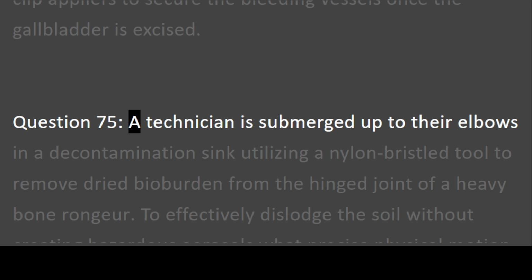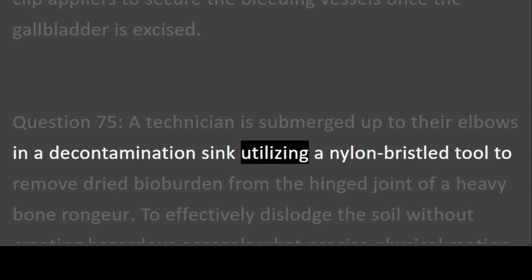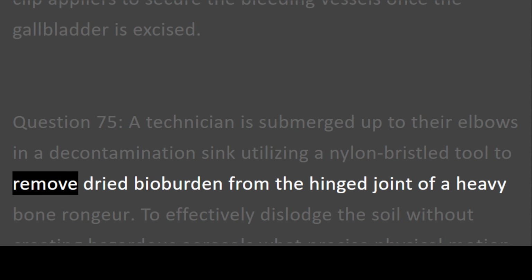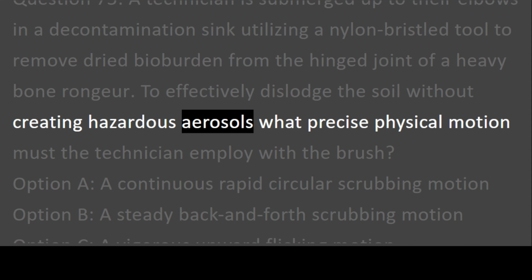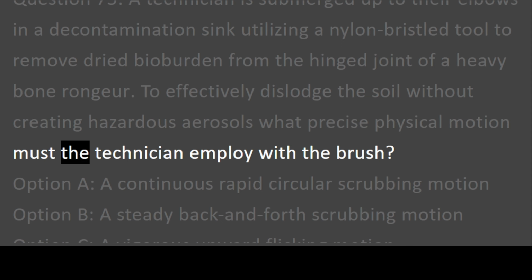Question 75. A technician is submerged up to their elbows in a decontamination sink utilizing a nylon bristled tool to remove dried bioburden from the hinged joint of a heavy bone rongeur. To effectively dislodge the soil without creating hazardous aerosols, what precise physical motion must the technician employ with the brush?